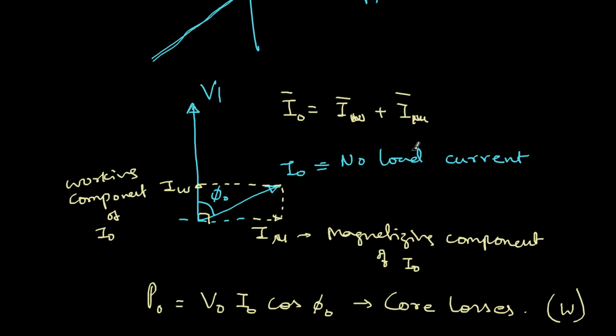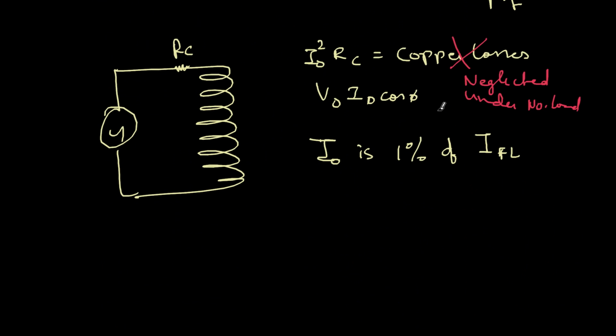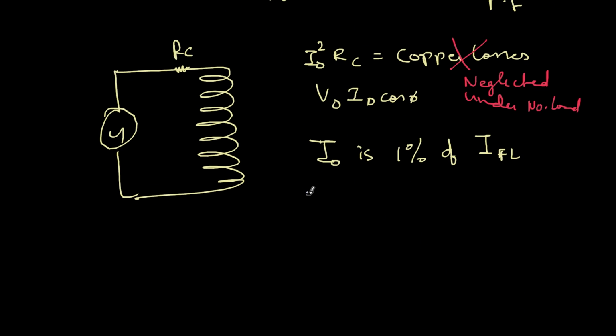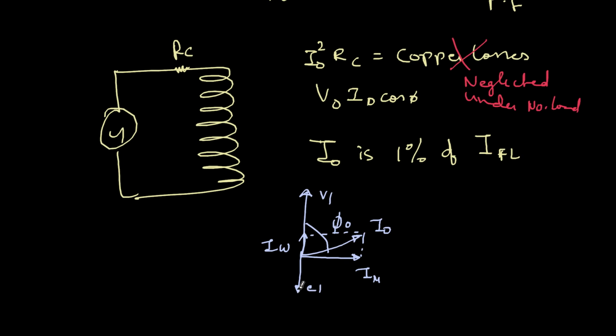Once again, if you look at the final vector diagram, it is something like this. This is the supply voltage V1, and this is the working component of current IW. This is the magnetizing component of current I mu, and the vector addition of these two is the no load current I naught, which is 1% of the full load current, and this angle is called phi naught. Cos phi naught is the no load power factor, and small e1 and large e2 are like this, and V1 is equal to e1 here. So this is about the vector diagram of a transformer with core losses.